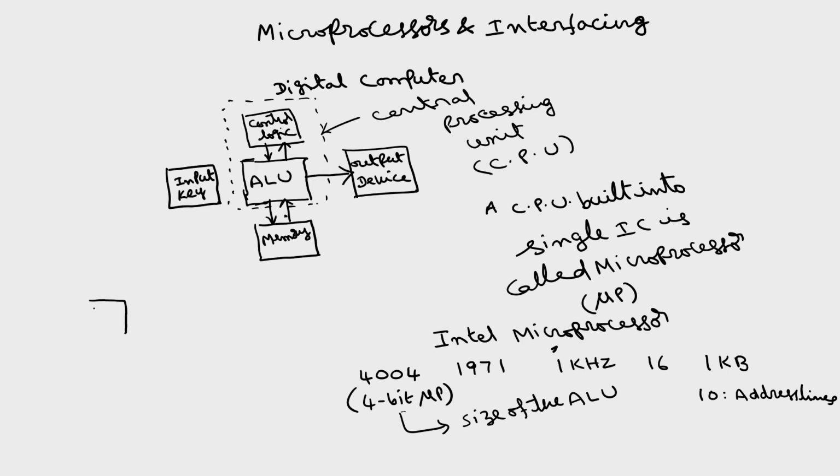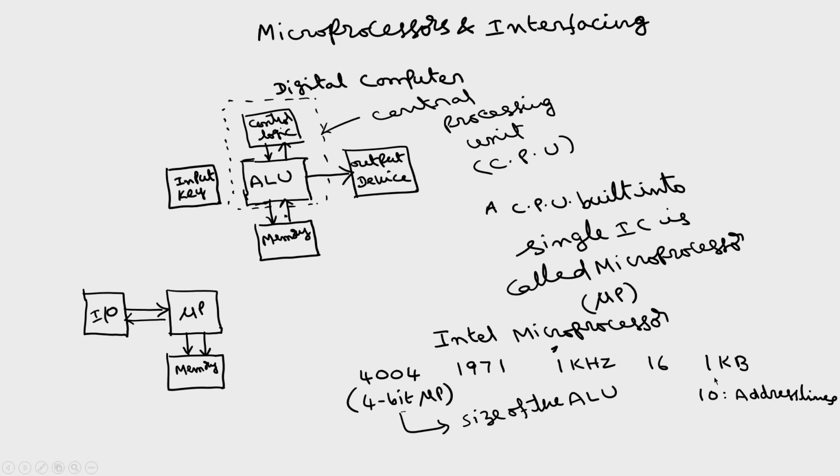If we take the simplified block diagram, this is the input device; we can call this I/O in a single block. Then this is the microprocessor, the combination of ALU and control logic, then we will have memory. This is also bidirectional because it is I/O. From input the data will be taken in this direction, and from the microprocessor the data will be outputted in this direction. Here this requires 10 address lines and 1 kilobyte of memory.